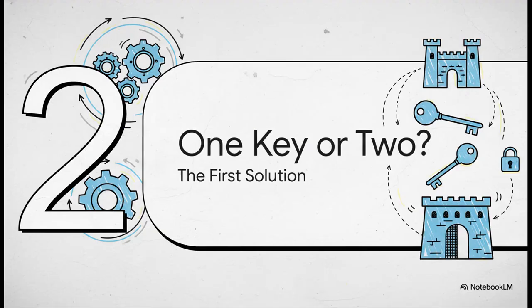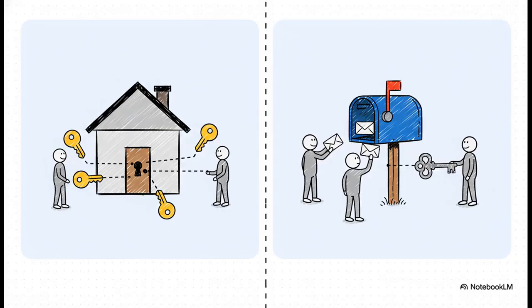Okay, so once you decide you're going to use a key, you hit your first big fork in the road. Should you use just one key for everything, or should you use two? Believe me, this decision changes everything. So on one side, you've got symmetric cryptography. The easiest way to think about this is like a house key. Everyone in the family has the exact same key to lock and unlock the front door.